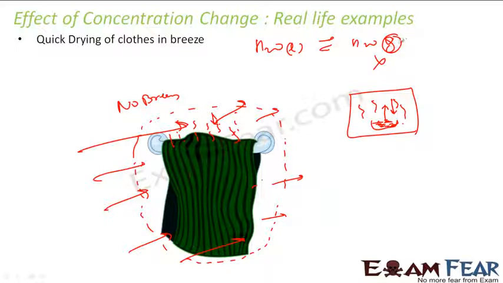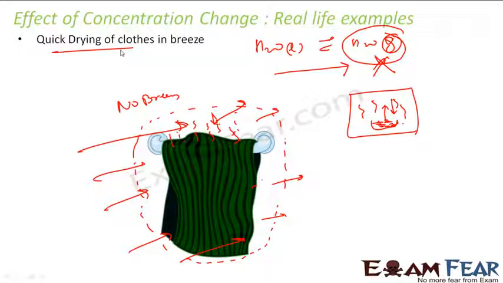This is nothing but you are removing the concentration of this, correct? Because this is my equilibrium reaction now. By passing the wind, you are removing this H2O gas from here. Since you are removing this, Le Chatelier's principle says that the reaction will move in the forward direction. That means more and more liquid will get evaporated faster, and then the clothes will get dried easily.